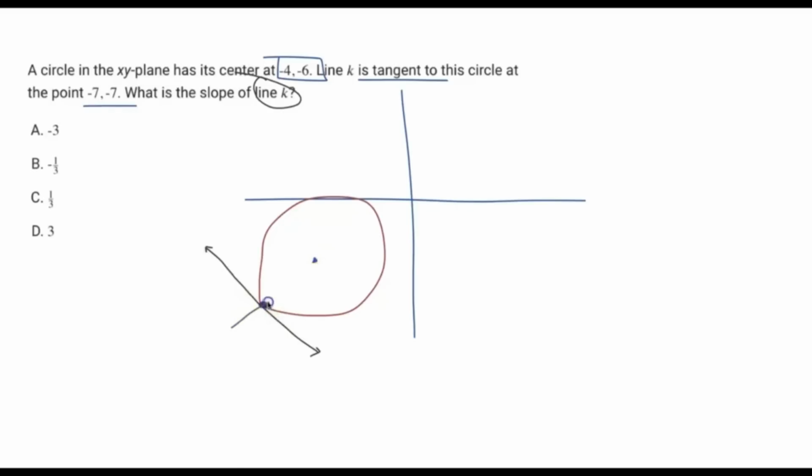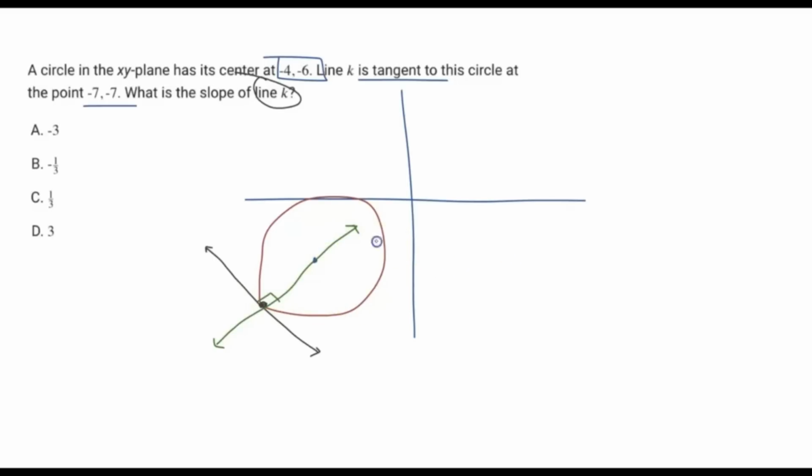So if we draw another line through, the green line, that's a bad diagram. So we draw it through like this. Just pretend that's a straight line. You can see that the green line is going to make a perpendicular angle with line K. And so those are perpendicular lines, and perpendicular lines have opposite reciprocal slopes. Therefore, what we need to do is find the slope of the green line, and then we can find the slope of line K.